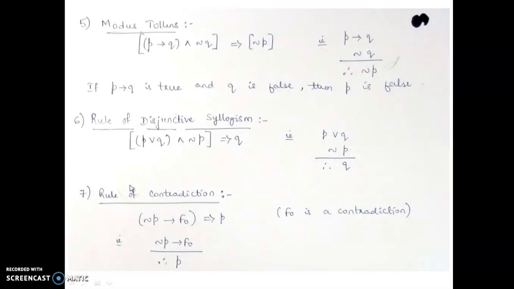Rule of contradiction. Inverse of P conditional F naught. F naught is nothing but a contradiction, that is P and negation of P, and conditional F naught implies Q.